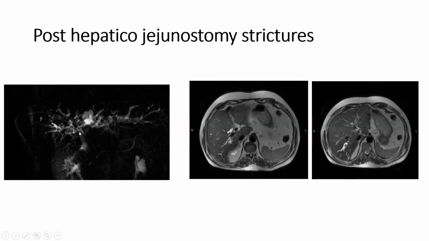This is one case where you can see this is the jejunum, and you're seeing dilated ducts on both the right and left side with multiple intraductal calculi. This is another case where you can see this is a loop of jejunum at the hilum. What you're seeing is that there's no dilatation of the right anterior system as well as the left ductal system, but you can see a dilated duct in the right posterior system.